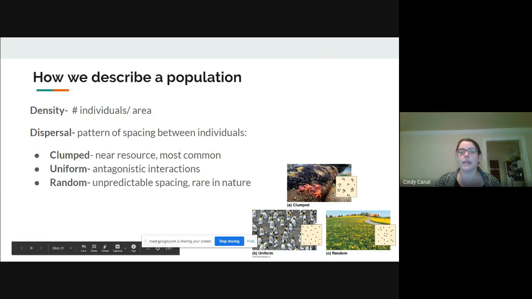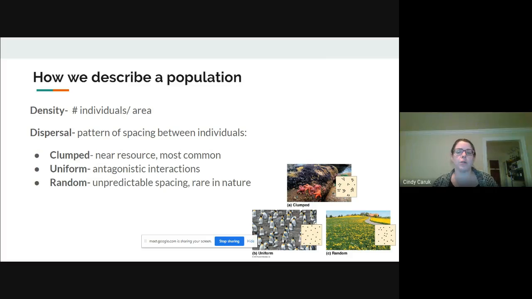Uniform, these are antagonistic interactions. And then random, that's a little more rare in nature. I always like the example of dandelions. It's kind of unpredictable spacing.